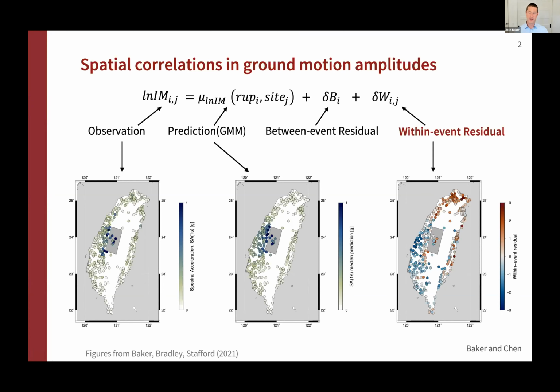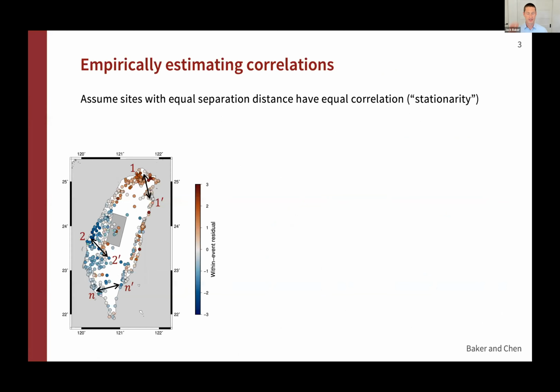Right? So the spatial attenuation of amplitudes is already covered by the mean predictions, but there's this unexplained variability that has spatial correlations in it. Let's do one more slide about recorded ground motions. So when we're trying to estimate these correlations from empirical data, we don't have repeated observations of the same earthquake at pairs of sites.